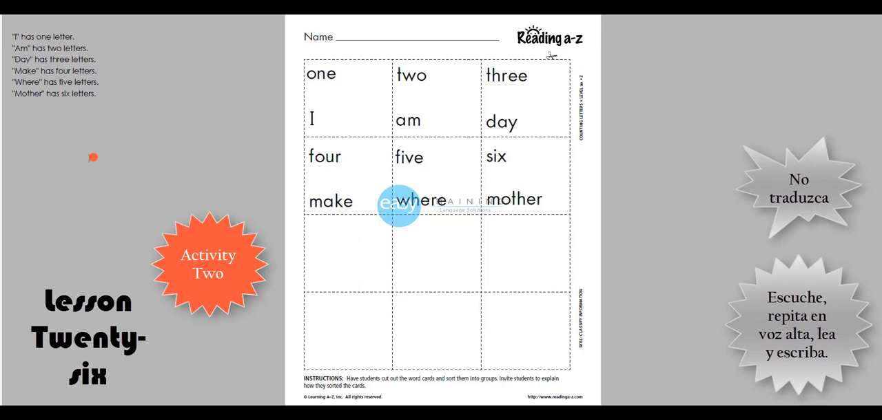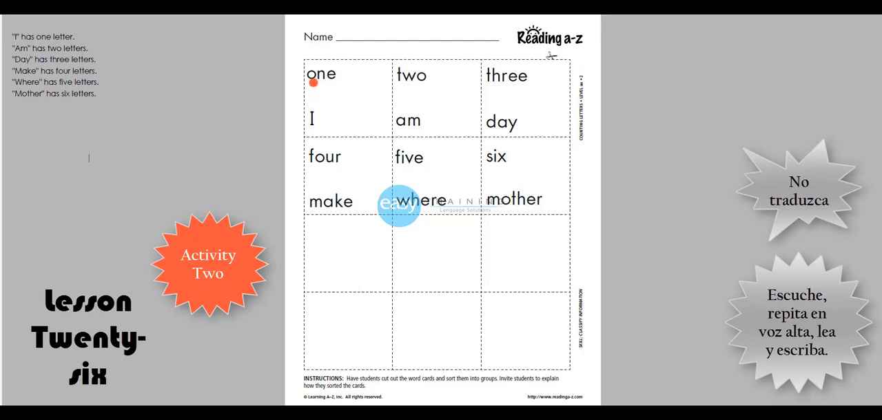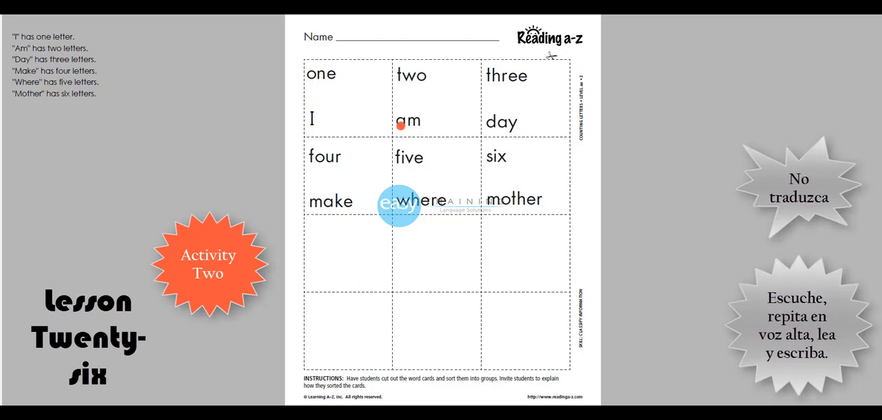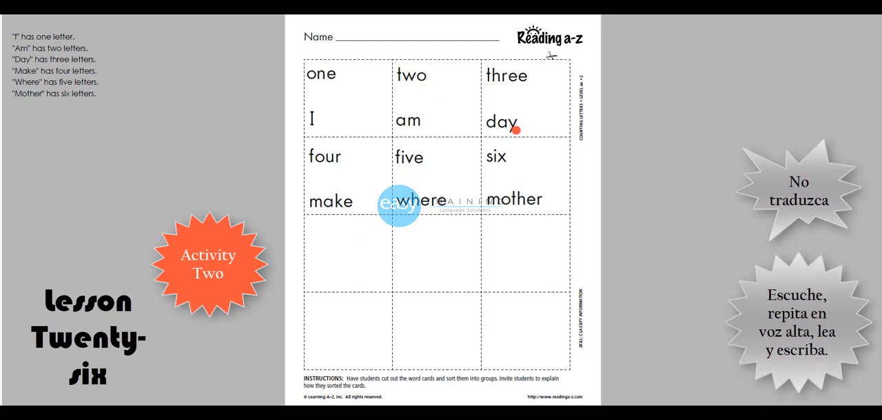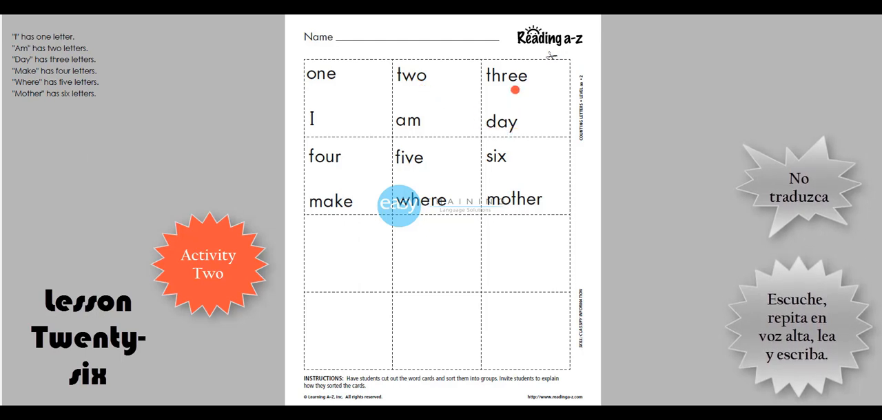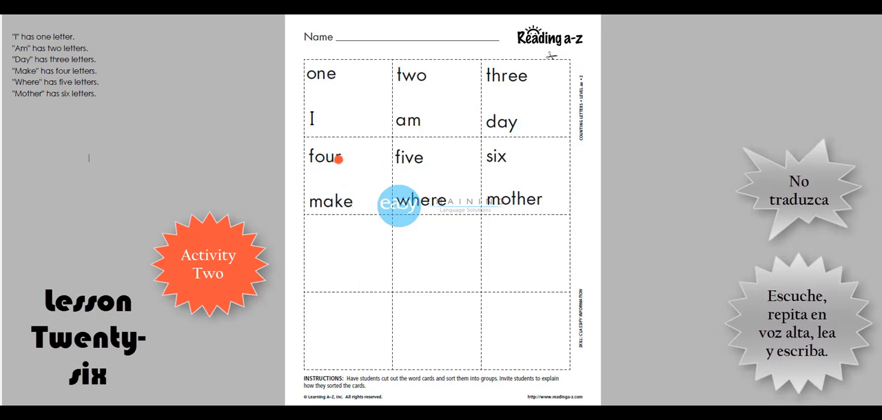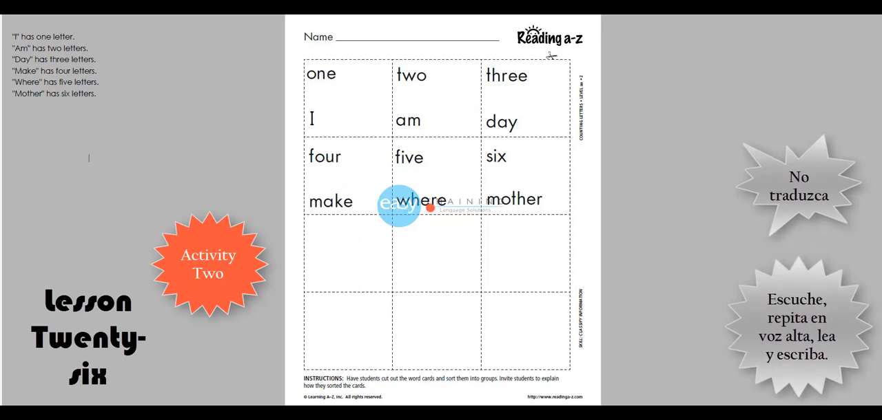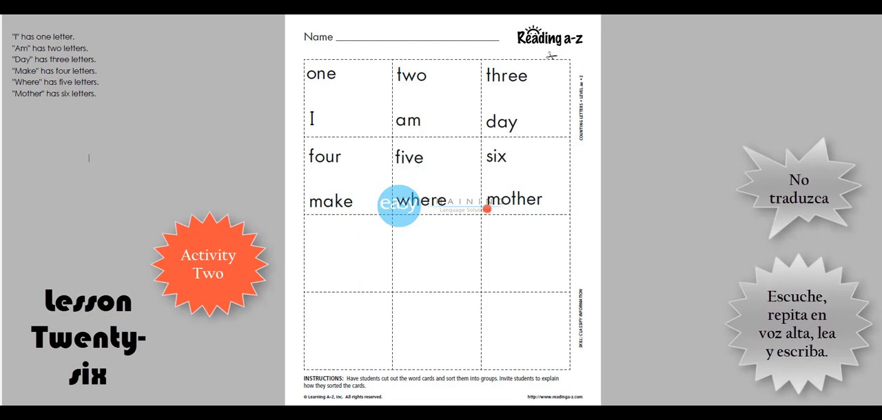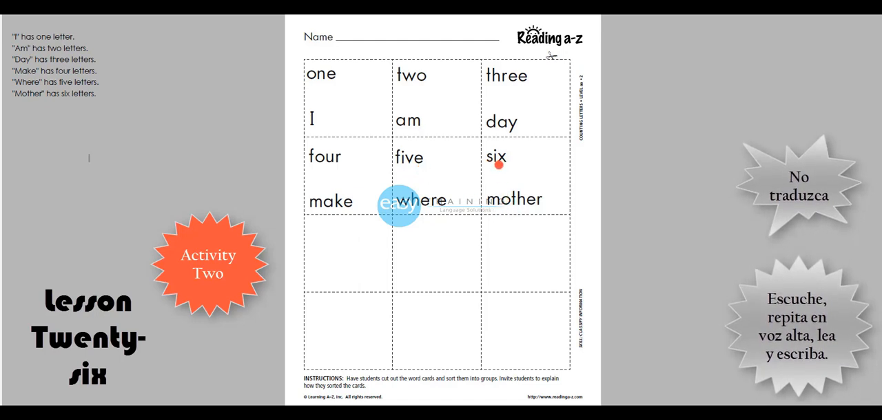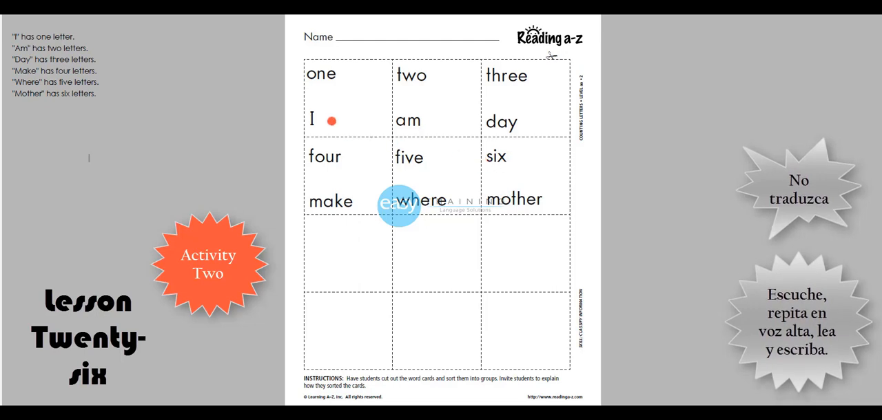Digámoslo una vez más. I has 1 letter. Am has 2 letters. Day has 3 letters. Make has 4 letters. Where has 5 letters. Mother has 6 letters.